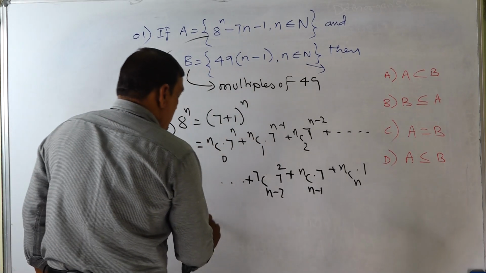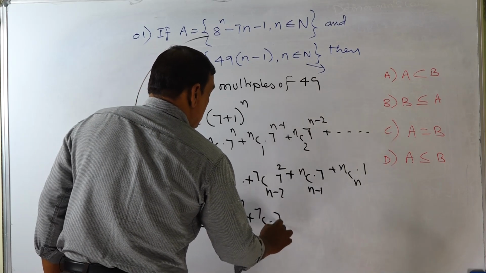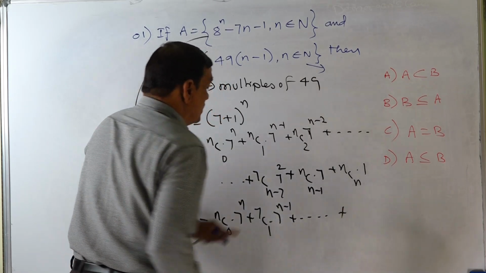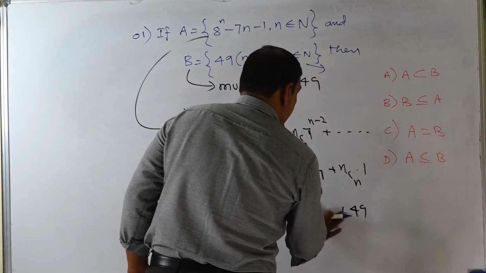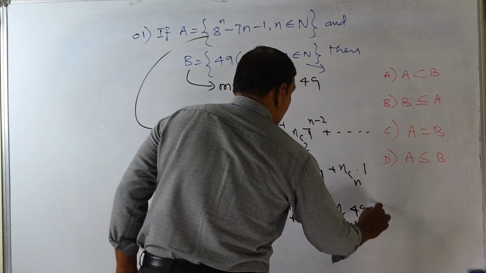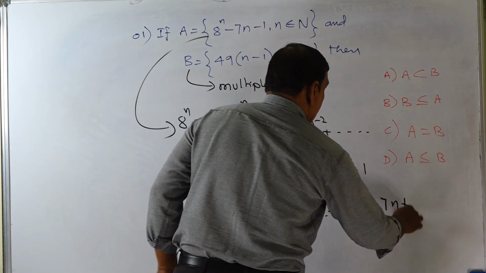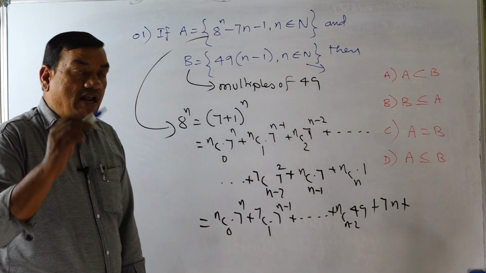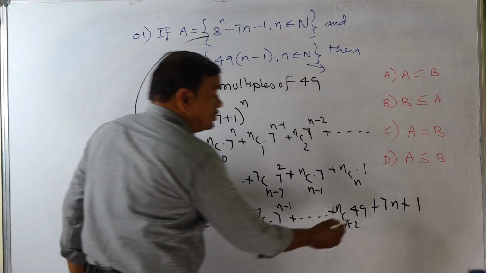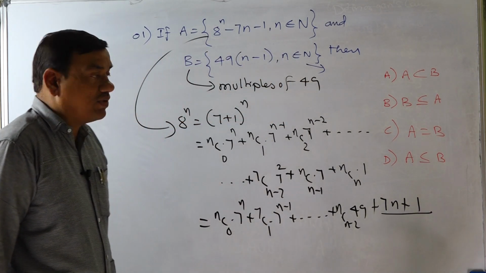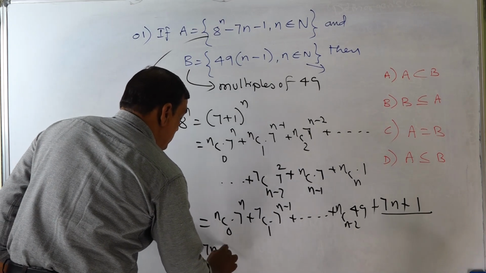So, if you observe here, write down these terms as they are: nC0 7 power n, nC1 7 power n minus 1, plus so on. This is 7 square, 49, so 49 into nCn minus 2, plus nCn minus 1 is nothing but n, so 7n, plus nCn whose value is 1. So, understand this: the last two terms, 7n plus 1, take to the left hand side. So, this is equal to 8 power n minus 7n minus 1.